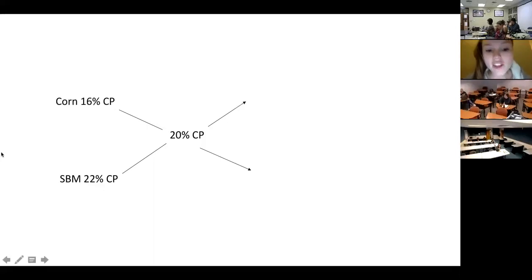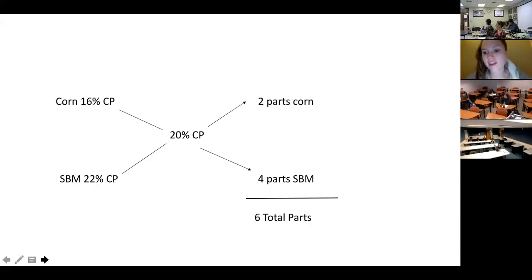So how do you use the square? How do you get the numbers on the right? You subtract. Right, subtract. So you would get 2 parts corn. Is that what everybody got? Okay. And then how much soybean meal did you get? 4. Right. Perfect. So then you add up those 2 parts. So your total would be what? 6 parts. Correct. Okay.